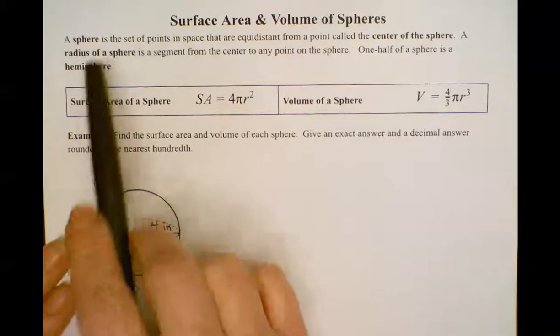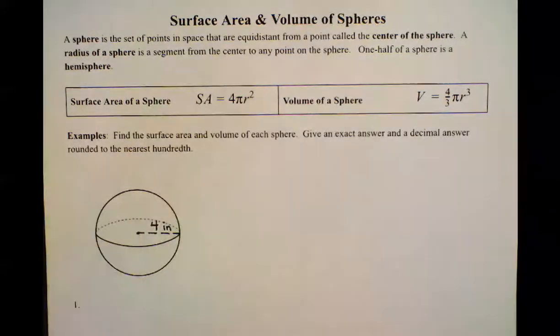A sphere is the set of points in space that are equidistant from a point called the center of the sphere. A radius of a sphere is a segment from the center to any point on the sphere, and that's very similar to the radius of a circle. And 1/2 of a sphere is called a hemisphere.